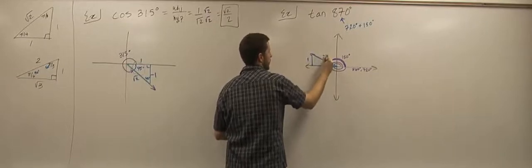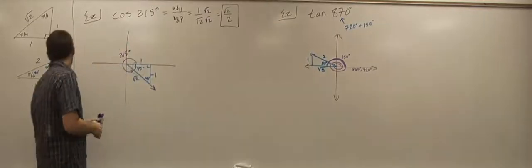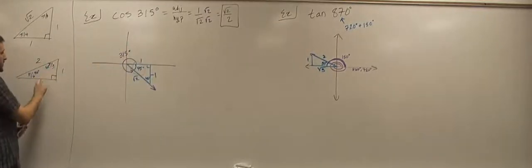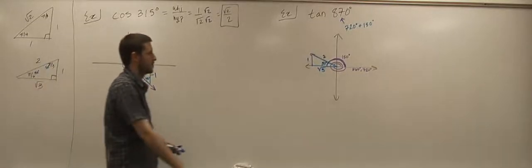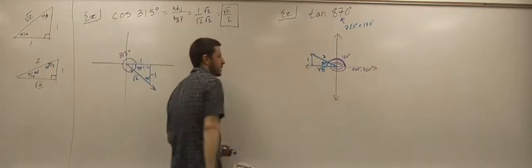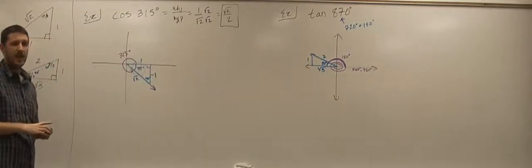Be careful. Root 3 is across from the 60, or root 3 is touching the 30. So make sure you orient your numbers correctly. And then you got to account for the signs.